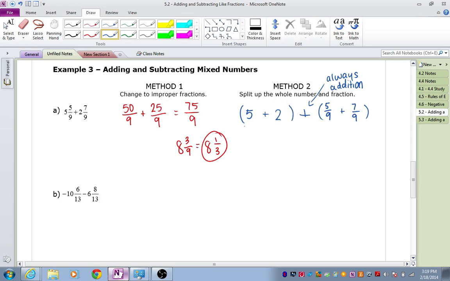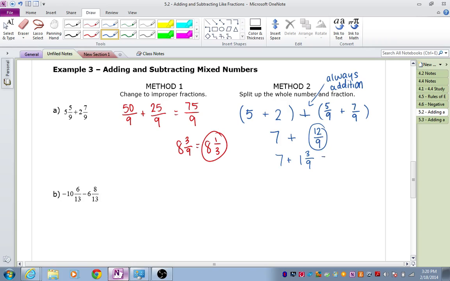Okay, so we're going to do 5 plus 2 to get 7. Over here, we bring down our plus. 5/9 plus 7/9 is 12/9. Okay. Let's change this to a mixed number. So 7 plus, that would be 1 3/9.